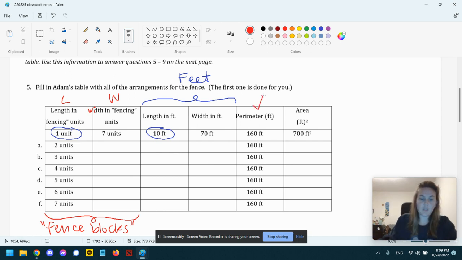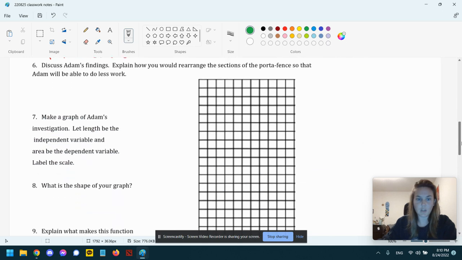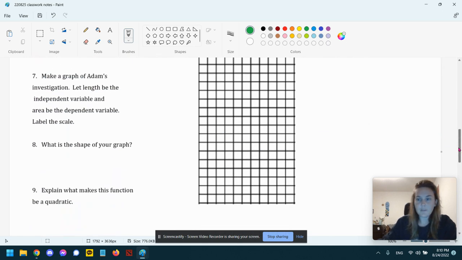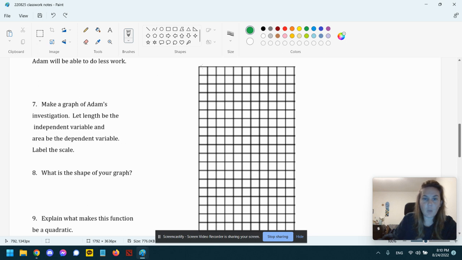The perimeter is always 160 because that's how much fence we have, and then the area will change. I want you to find the area by using the area formula, which is length times width. Then discuss Adam's finding and explain how you would rearrange the sections. This one is just which one has the biggest area. For number 7, make a graph. Whatever the largest one is, that's the top of the y-axis. So draw your units, draw your scale.